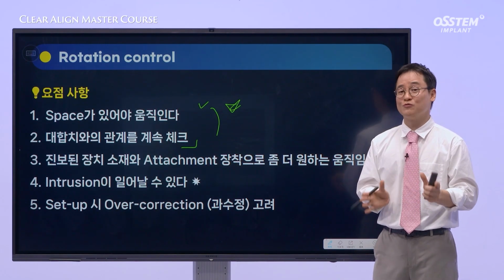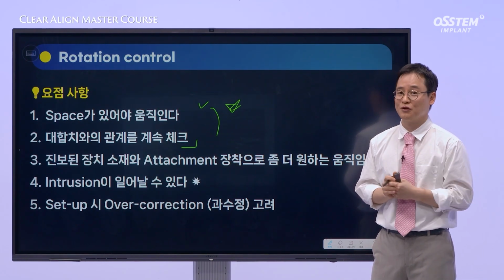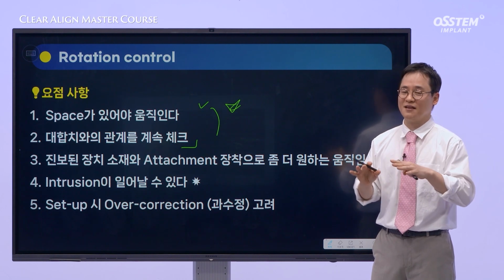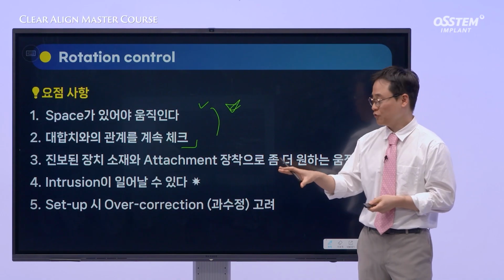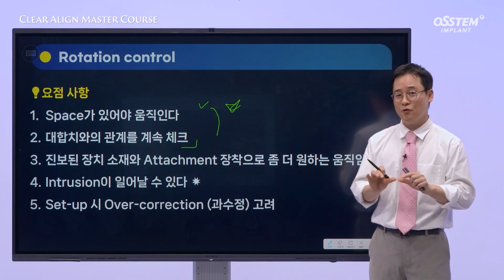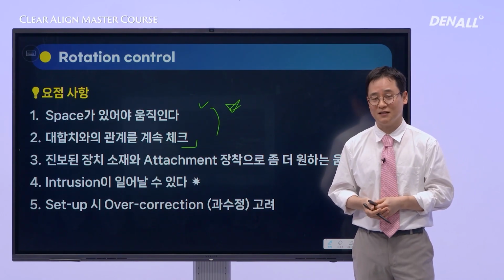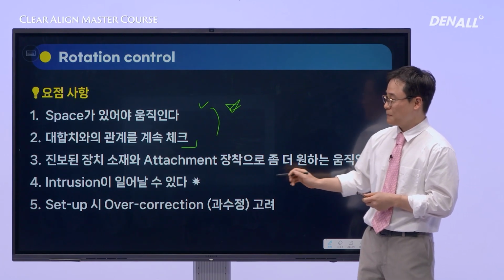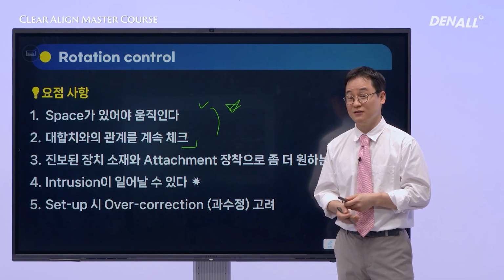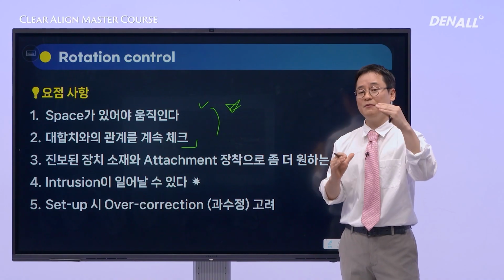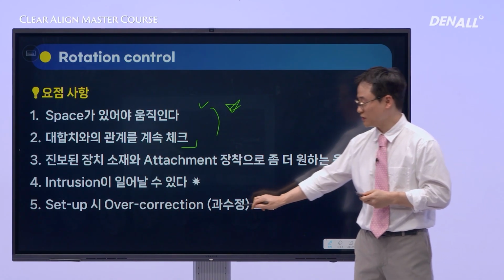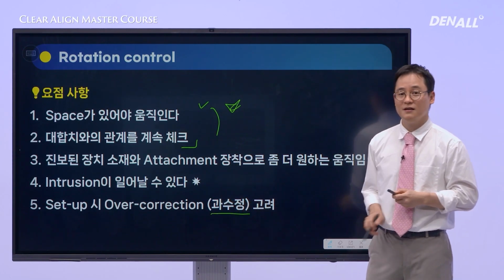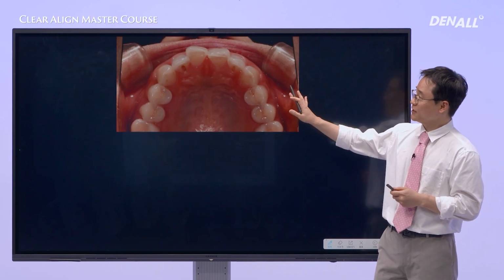I believe that, in the past, rotation used to be one of the more difficult movements to achieve. Even just 20 years ago, there was a general sense that rotation never really worked well. But these days, with advancements in materials and the development of attachments, I don't think rotation is challenging anymore. Also, with rotation movements, there's a risk of intrusion. The tooth may unexpectedly intrude during treatment. To prevent this, when planning the setup, it's recommended to consider some overcorrection as well.